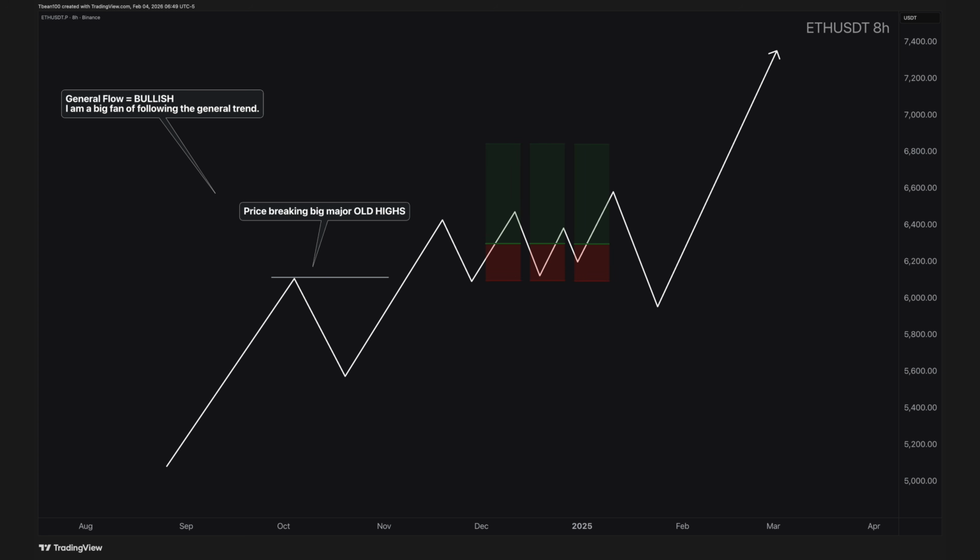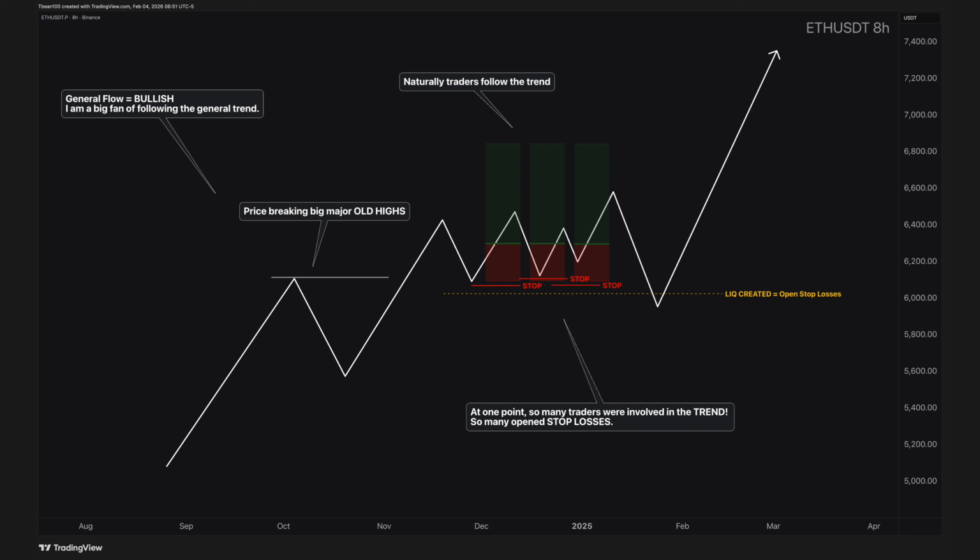Naturally, traders like all of us want to follow the trend and keep entering trades with the same momentum. However, as more traders enter, the number of positions keeps increasing. This creates a lot of open stop losses in the market. Over time, you will start to notice a pool of stop losses building up around certain specific price levels. This is a moment when liquidity pools are created in the market.